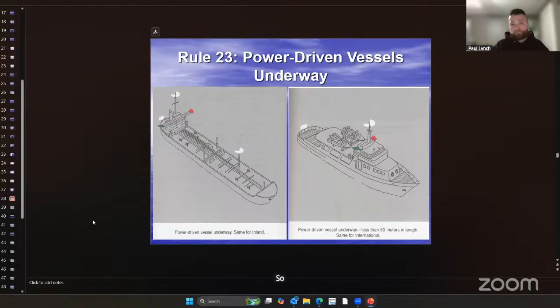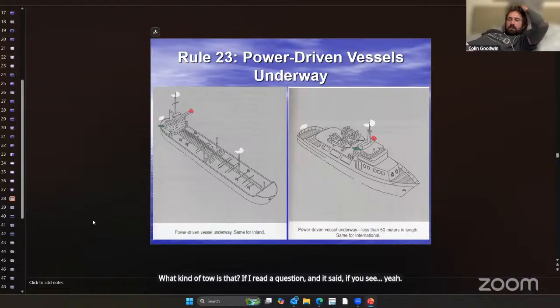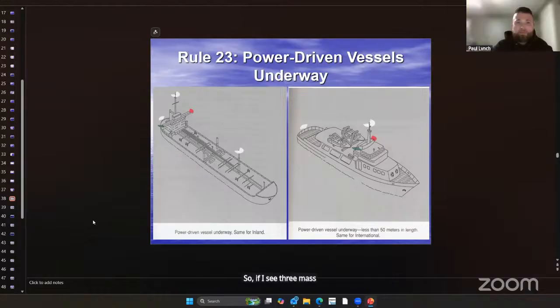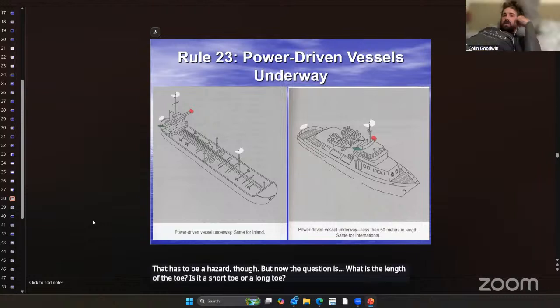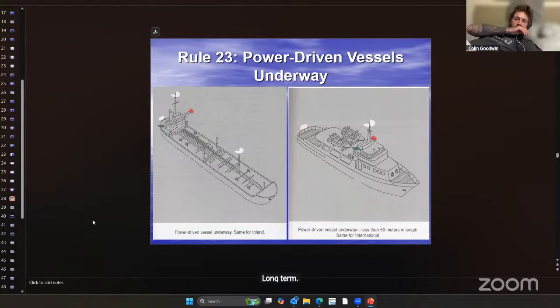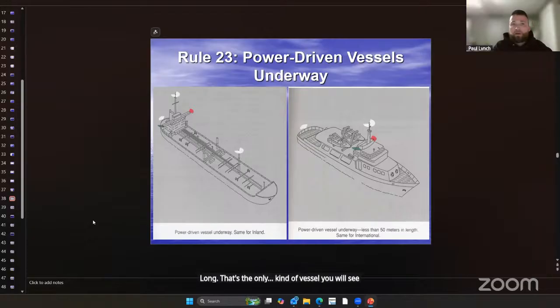So if you saw three masthead lights in a vertical line, what kind of tow is that? If I read a question and it said you see three masthead lights stacked on top of each other, that has to be a hawser tow. But now the question is, what is the length of the tow? Is it a short tow or a long tow? Long tow. That's the only kind of vessel you will see three masthead lights in a vertical line.